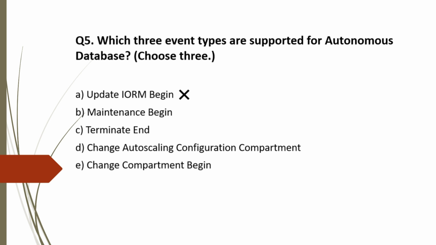Option B is supported, so this is correct. Option C, terminate end, is also supported, so this is correct. Option D is not supported, hence incorrect. And option E, change compartment begin, is supported, so correct choice. So the correct options for question 5 are option B, option C and option E.